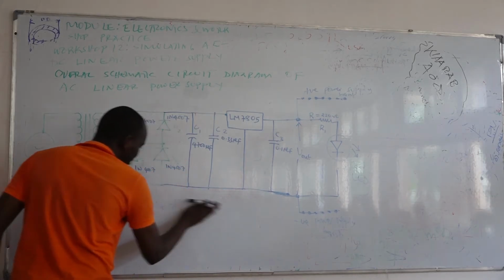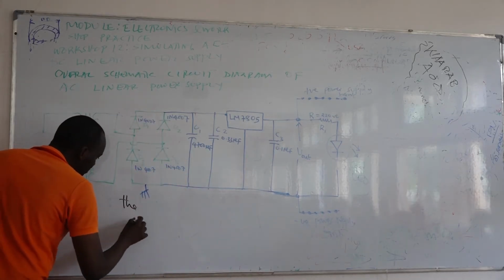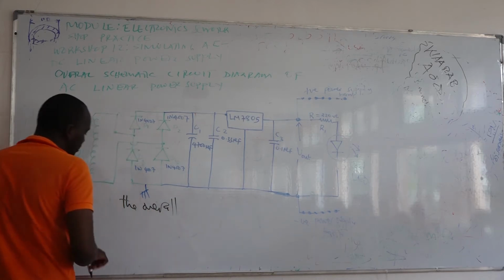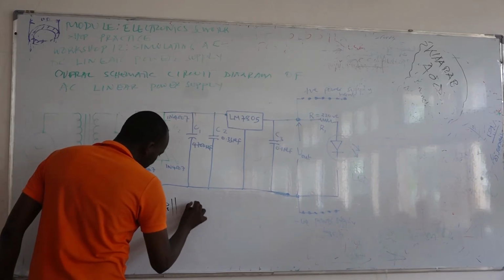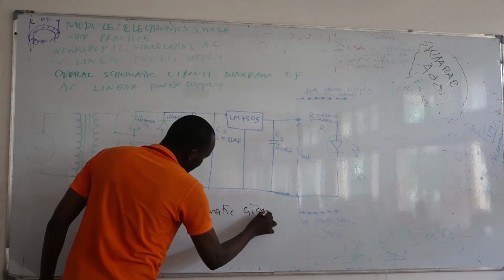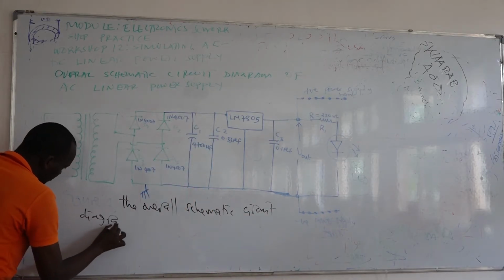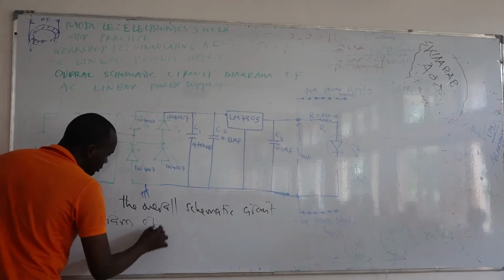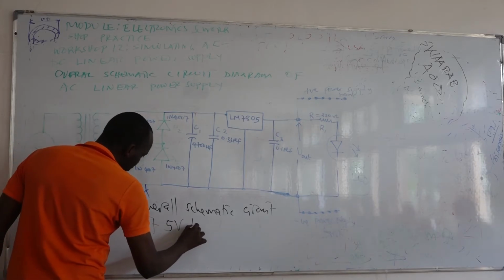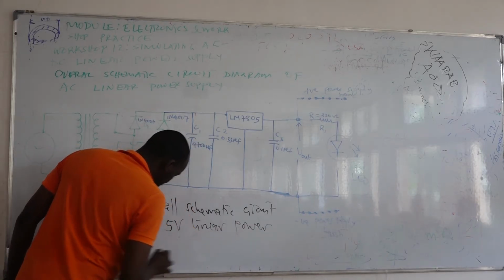I wonder, some physical students here are just watching over me. I say draw it quickly, the overall, because we are going to move to the next part soon. Overall schematic circuit diagram of 5-volt linear power supply.